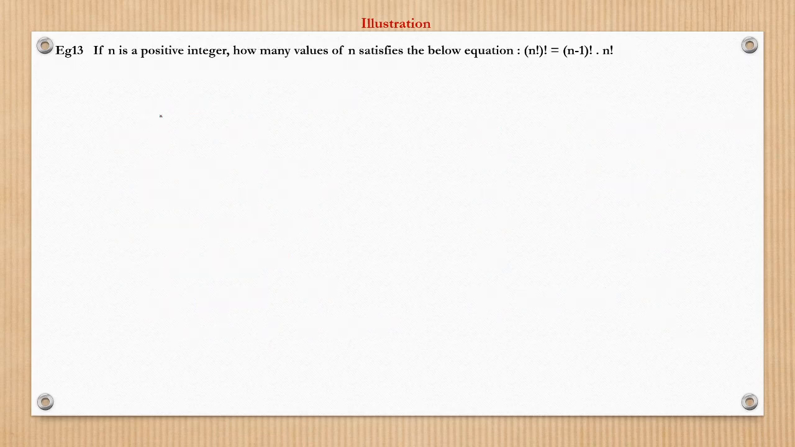Now this is another question. If n is a positive integer, how many values of n satisfy the equation n factorial is equal to n minus 1 factorial into n factorial? This we can write as n factorial into n factorial minus 1 factorial, and this we can write as n minus 1 into n factorial.